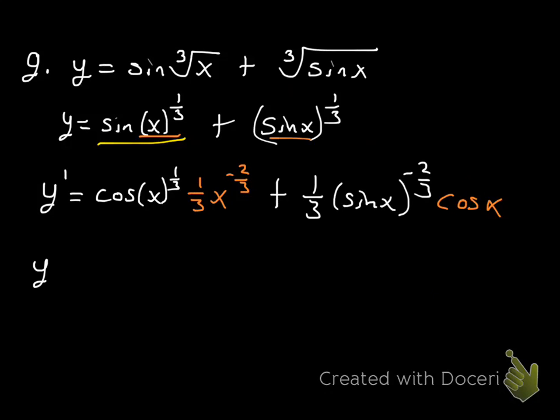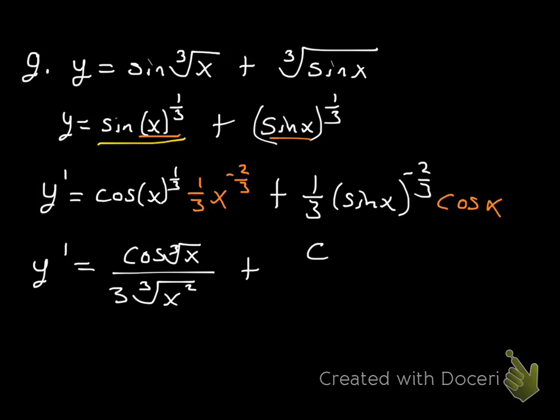Let's see, how can we rewrite this? Well, we can write it as cosine of the cube root of x over 3 times the cube root of x squared for that first piece. The second piece will be cosine x divided by 3 times the cube root of sine x squared. So, just a little bit of application of the chain rule, and I think I have one more for you.